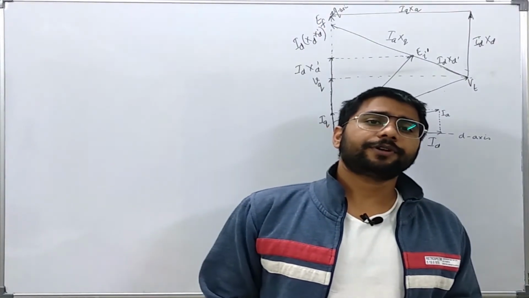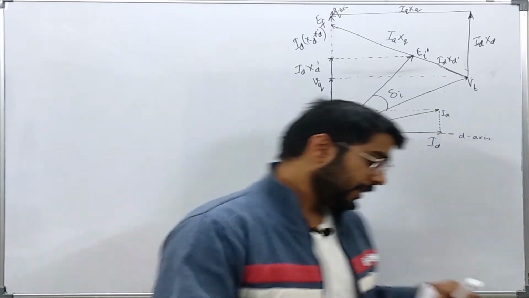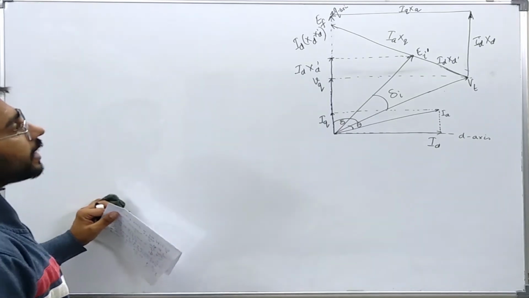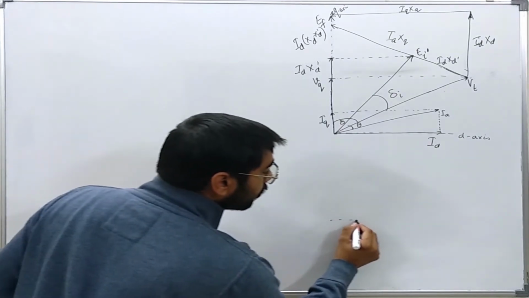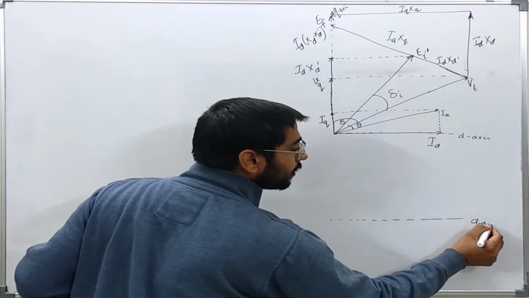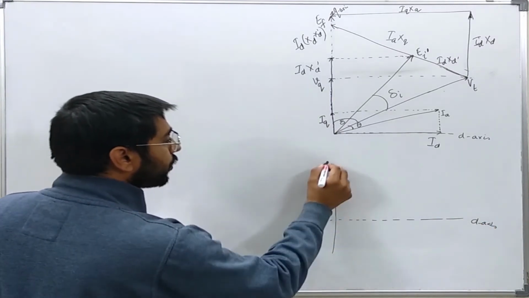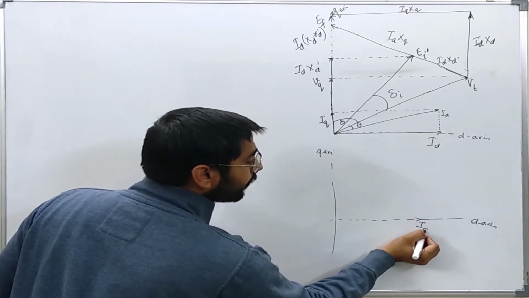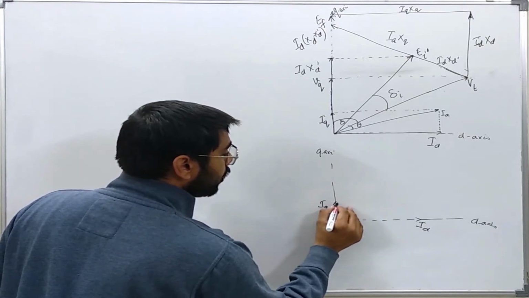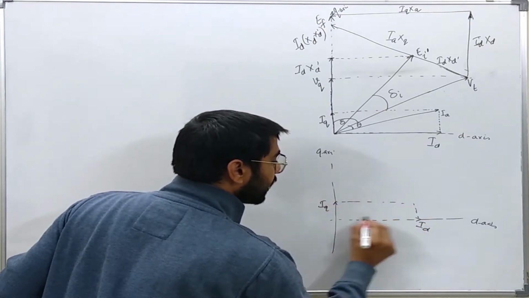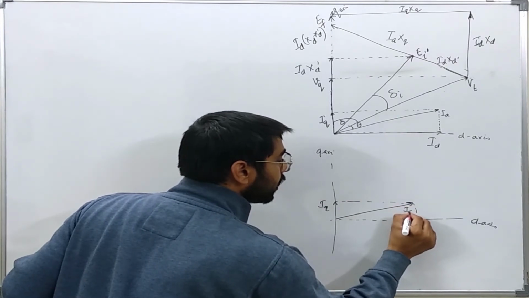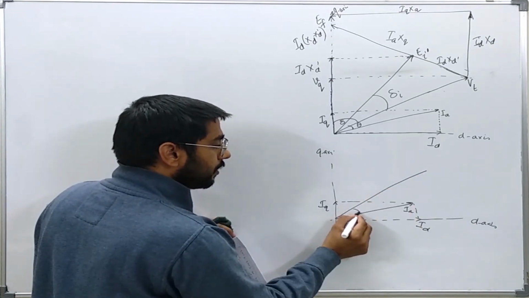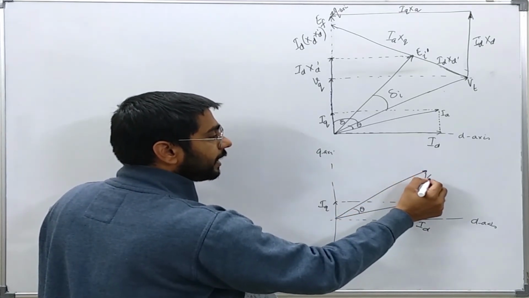Now here I have drawn a phasor diagram for the synchronous machine. The phasor diagram is very easy to draw. I can draw it again here. I will show two axes, the D axis and the Q axis. Let us say this is current ID and this is current IQ. These two will form a current IA. Let us say this current has a power factor angle theta and this is the terminal voltage VT.